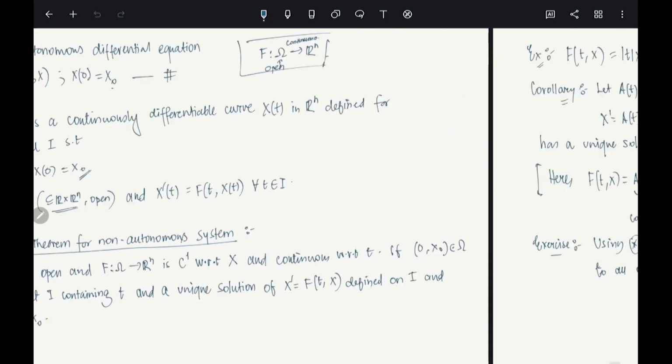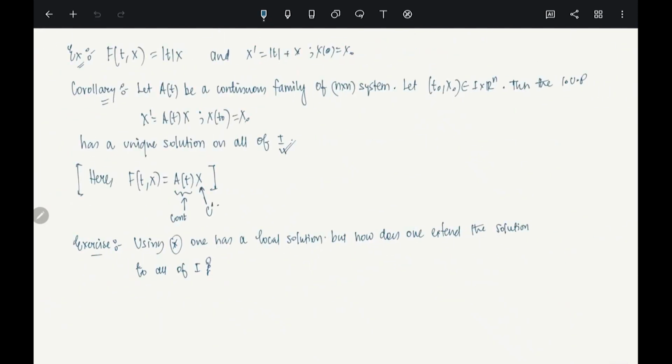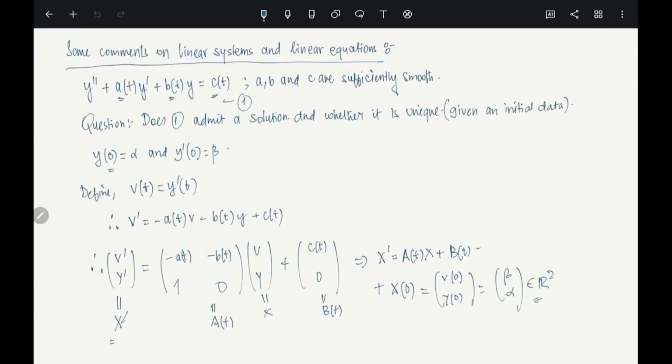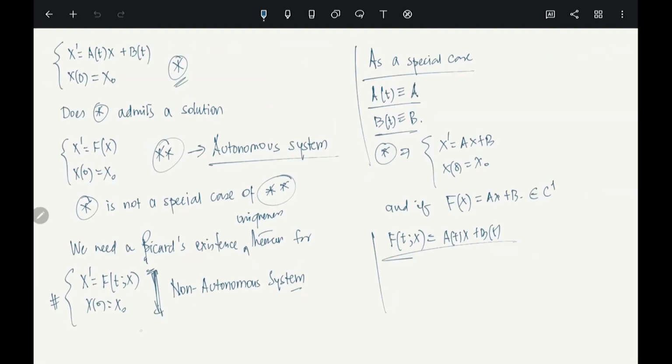If you can show this, so this is an exercise. If you can do that, then we have already seen that any problem like this can be written as a system, which is a non-autonomous system. So if we can show that this star non-autonomous system has a unique solution everywhere for all t, so basically wherever A and B are continuous, then you have a global unique solution.